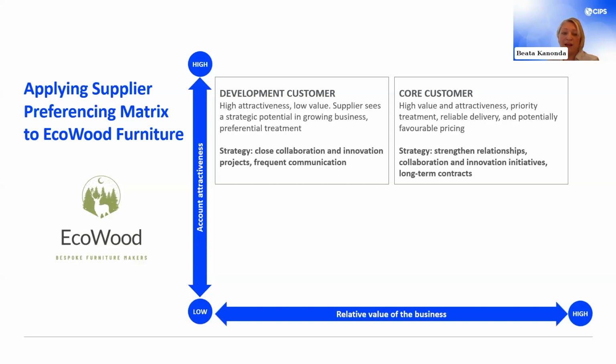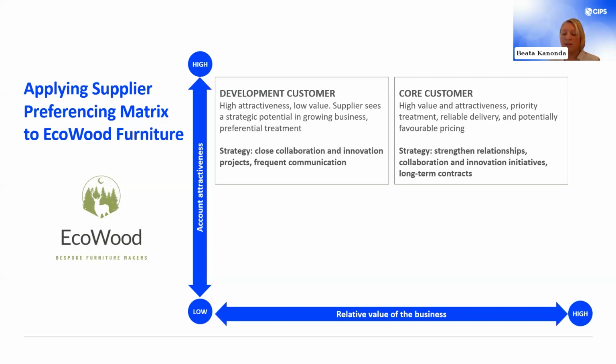EcoWood's regular and high volume orders ensure a reliable revenue stream. To solidify its position as a core customer, EcoWood should propose long-term contracts that offer stability to the supplier. This will encourage the supplier to prioritize EcoWood's orders, guaranteeing a stable supply of high-quality materials. EcoWood can also collaborate with the suppliers on product innovations, such as developing new sustainable wood products or alternative materials, which can benefit both parties. This deeper collaboration helps maintain a strong relationship and can lead to preferential pricing or priority during shortages.